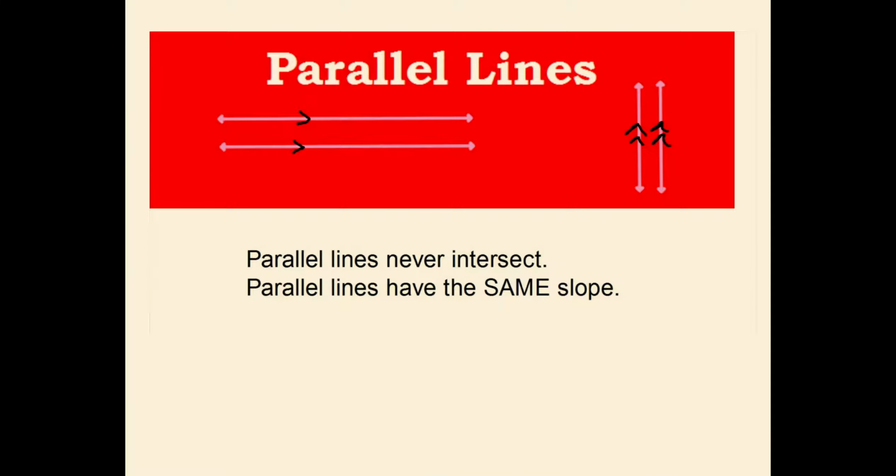So on the inside, once you open your flap for parallel lines, you may want to include this information here. Parallel lines never intersect, and parallel lines have the same slope. You can also put the markings on there, because remember we talked about marking up parallel lines previously.